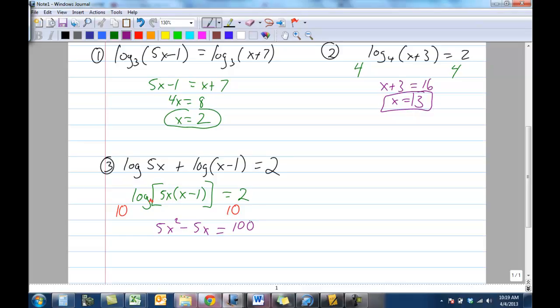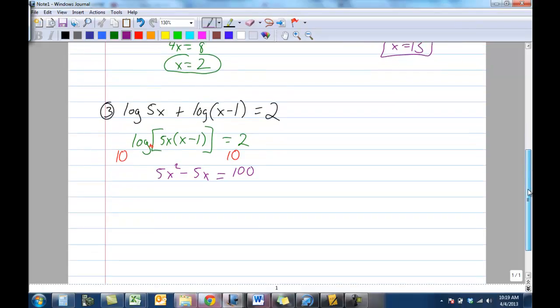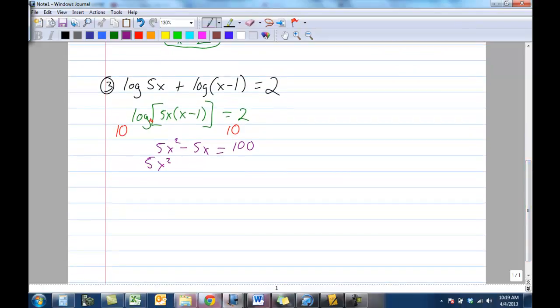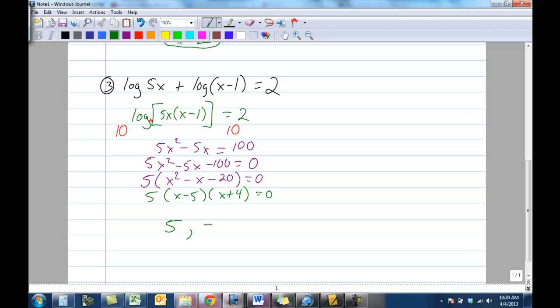Uh-oh, we got x squared and x, we're going to have to factor. So this is 5x squared minus 5x minus 100. Get it equal to 0 first. Let's see if this factors. Now to factor, the first thing you always look for is GCF. 5x squared minus x minus 20 equals 0. We get 5 times x minus 5 times x plus 4. All right, well, multiplies to negative 20, adds up to negative 1. So that means that x is 5 and negative 4. Those are our two solutions.